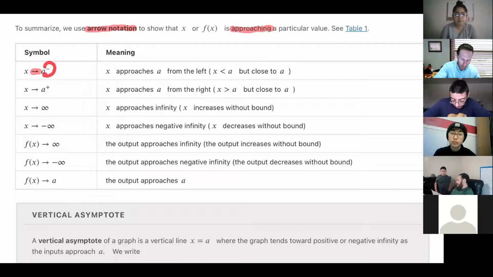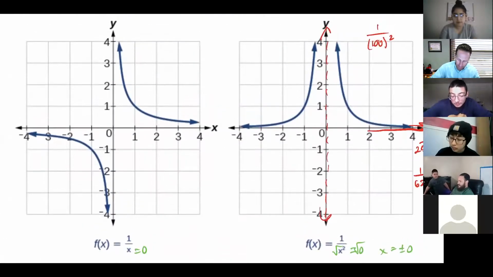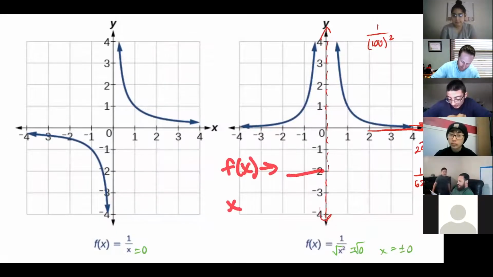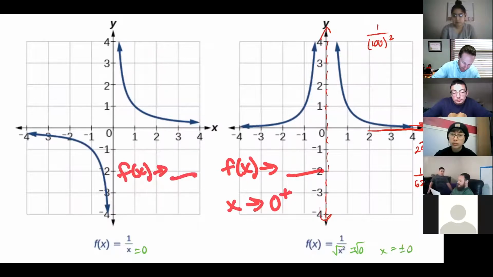But guess what we want to look at? If it's negative, from what side of A? The left side. And if it's positive, what side of A? The right side. That's right. So if I wanted to say, what is my y value approaching as my x approaches 0 from the right? Or what is my y value approaching as my x value approaches 0 from the left? What would you say for this function?